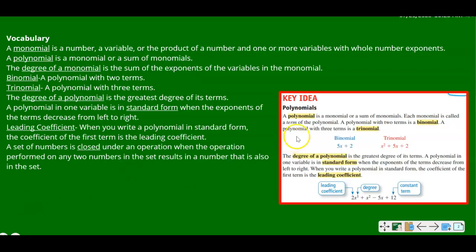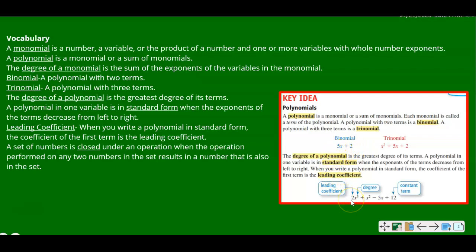Key ideas. This has several of the terms we just talked about here. Here's an example of a binomial, 5x plus 2. Here's an example of a trinomial, x squared plus 5x plus 2. Tri meaning 3. You can see there's 1, 2, 3 terms. The terms are separated by a plus or a minus sign. A binomial has two terms, and it is also separated by a plus or a minus.